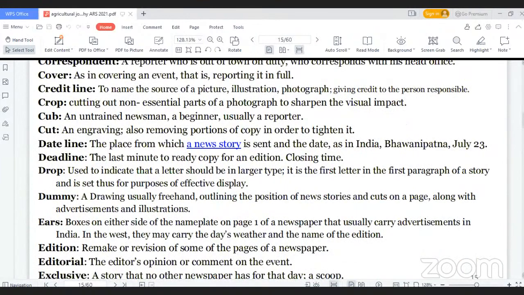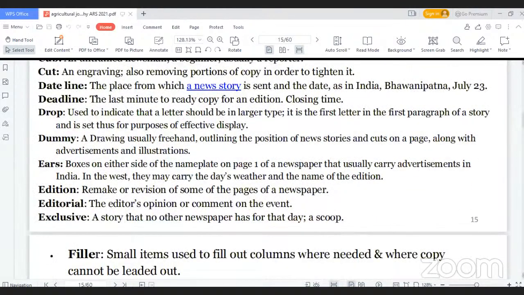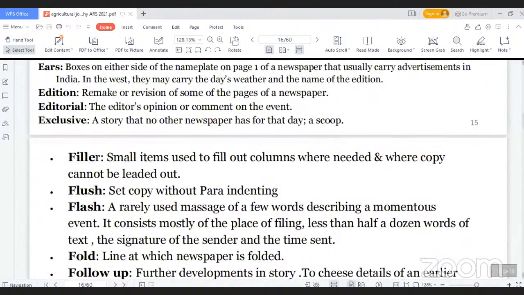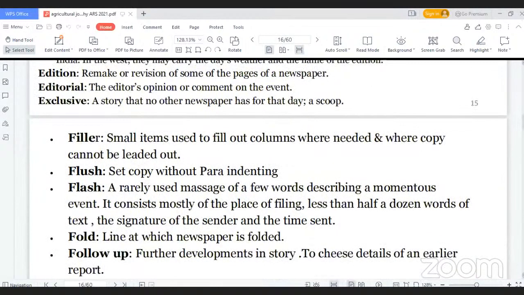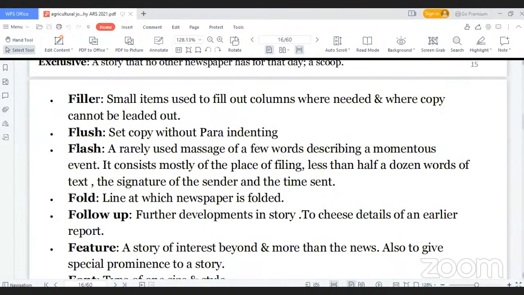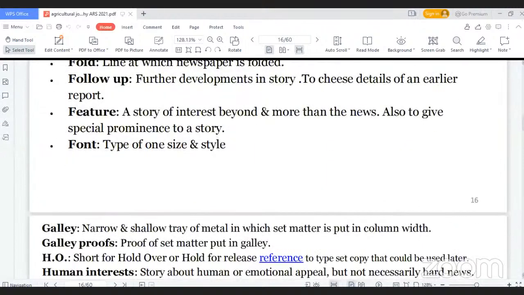Deadline: the place from which a news story is sent is called a dateline, maybe Bhavani Patna. Deadline is the last time to edit the copy of an edition. Exclusive means no other newspaper has it that day. A scoop is exclusive coverage, suppose something happens in your area and it is exclusively covered.